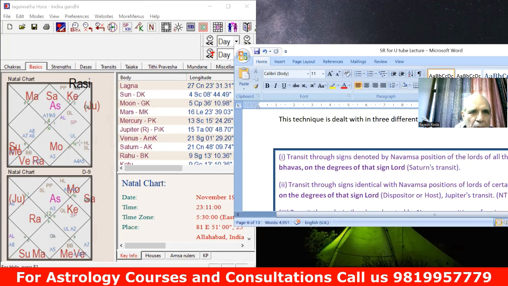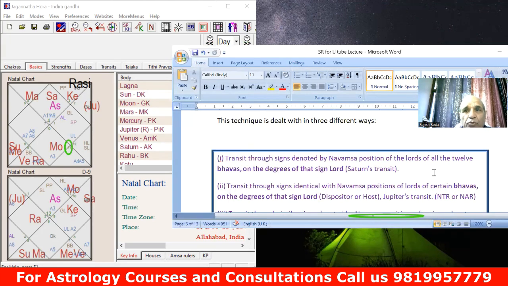These days Saturn is transiting here. So transit through signs denoted by Navamsha position of all the 12 bhavas. I'm showing it in the Rashi chart. The rest will move further. By the Navamsha position of all the lords of 12 bhavas, the lord's Navamsha position. This is lord of Aquarius. Who's Saturn? Where Saturn is.